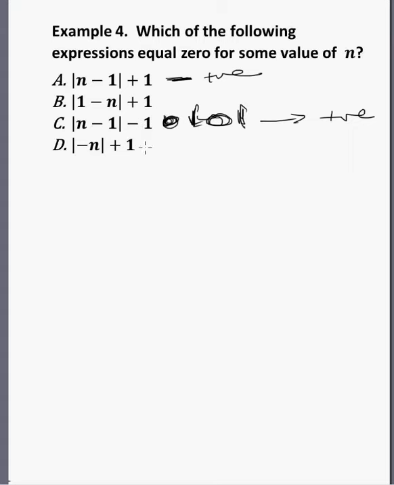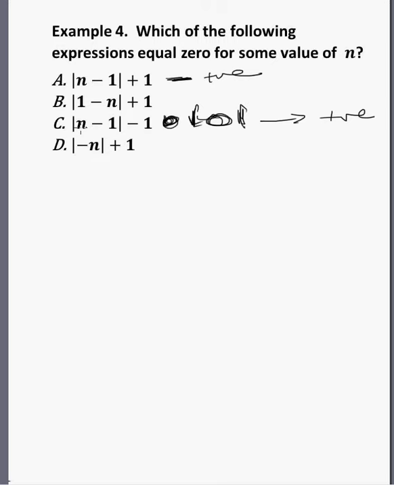Let's take an example. Let's say n is equal to 2. All right. If n is equal to 2, then this becomes 2 minus 1 is equal to 1. Absolute value of 1 is 1. 1 plus 1 is 2. N is equal to 2. 1 minus 2 is equal to minus 1. Absolute value of minus 1 is 1. 1 plus 1 is 2.